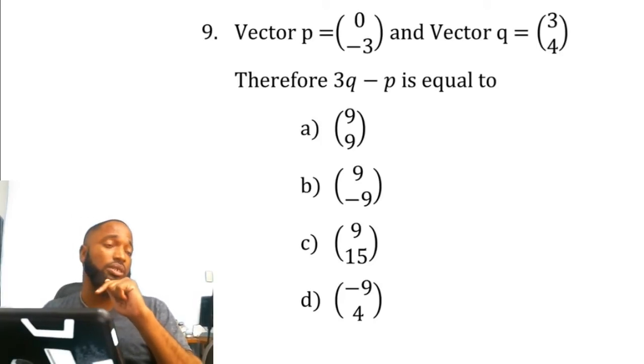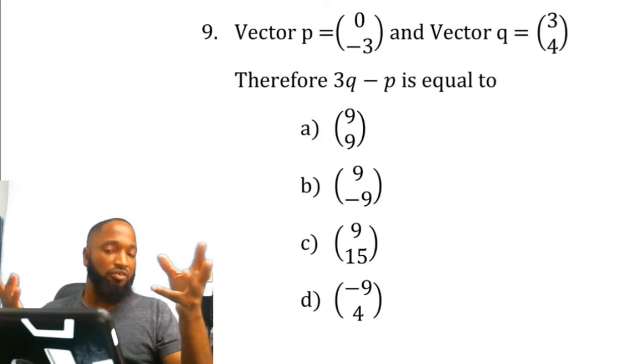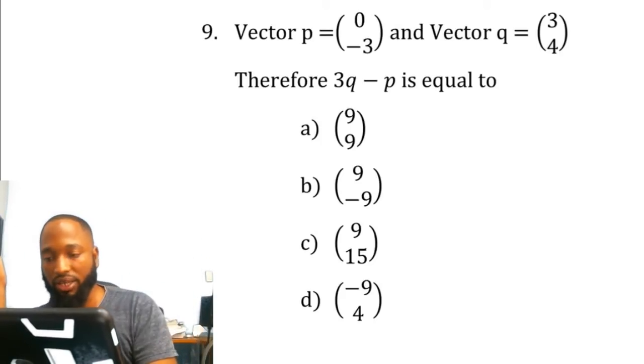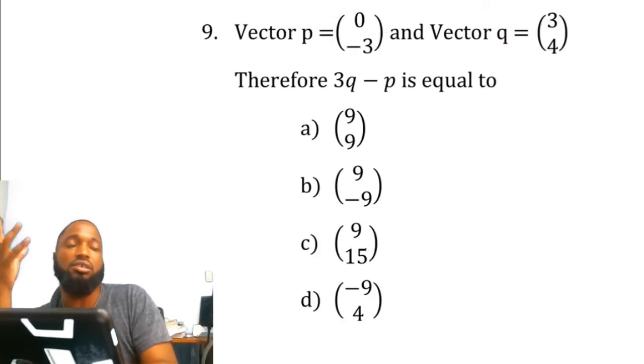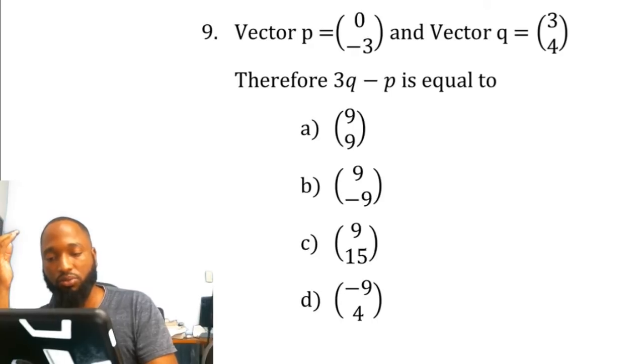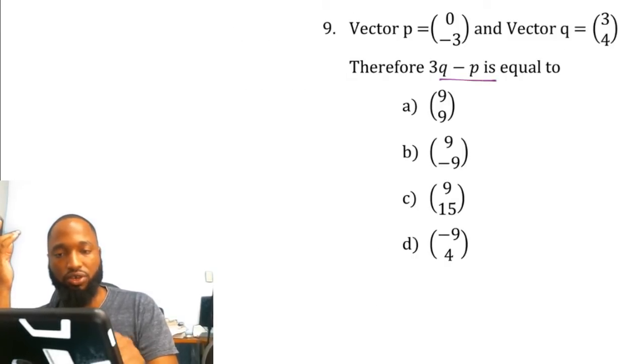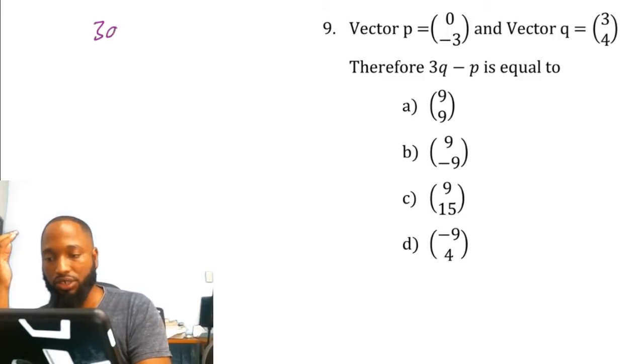Alright, this is a test. This is a 100% question. See, this is their favorite thing in vectors. Equating one thing to another, the next thing, and they'll ask your equation thing. They love it. So make sure you can do this style of question like a boss. So 3q minus p.